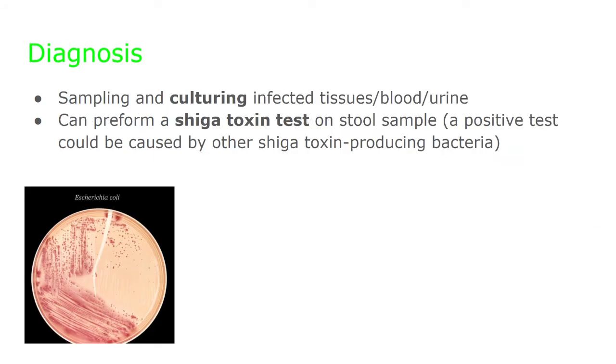So for diagnosis of E. coli and its pathogenic strains, there's a couple things we could do. We could sample and culture infected tissues, blood, urine, that sort of thing, depending on where the infection is, of course, stools. You could culture it and grow it on an agar plate, basically. That's what we have down here on the bottom left. The lab will find out some stuff about it and can basically figure out what type of bacteria you're dealing with.